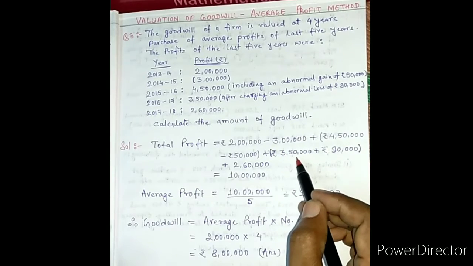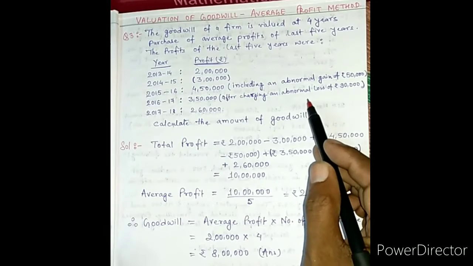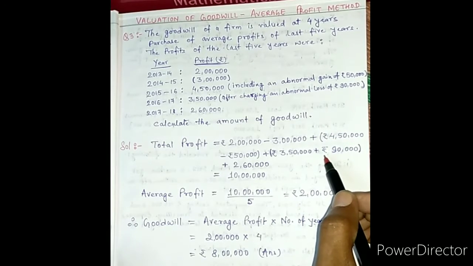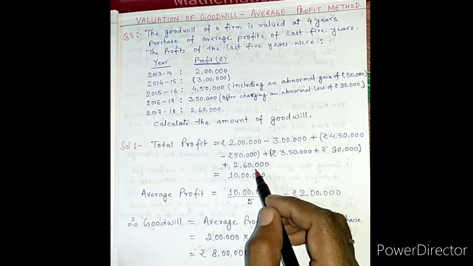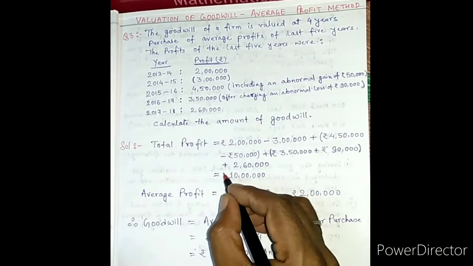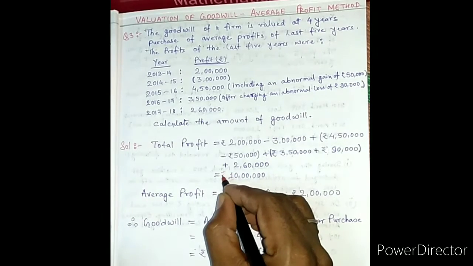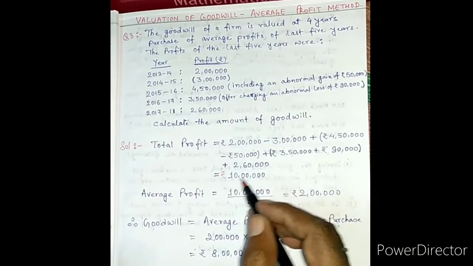plus 3 lakh 50,000 plus 90,000, and in abnormal loss we have to add the abnormal loss. So 90,000 plus 2 lakh 60,000. The total is coming to 10 lakh rupees. So this is 10 lakh total profit. Now you have to find the average profit.